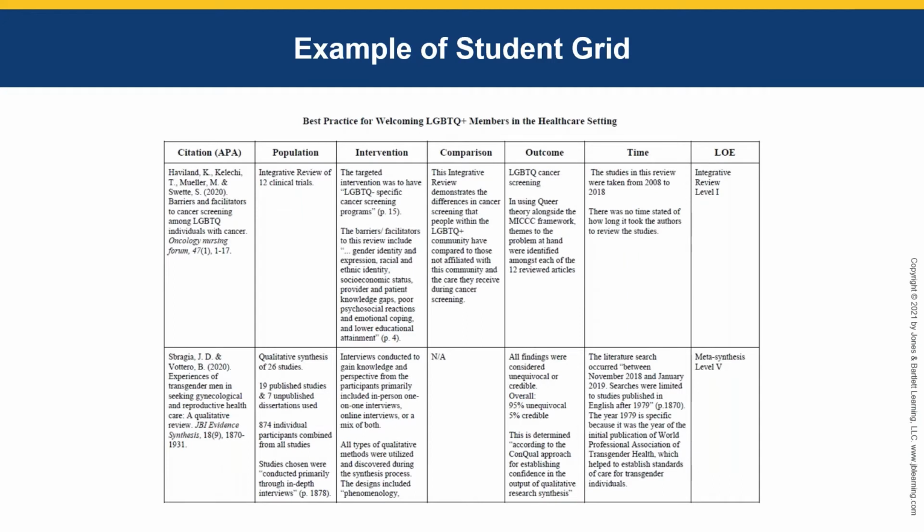So here's an example of a student grid. It has 2 entries. There'll be more. This is back to the topic of best practice for welcoming the LGBT plus members in the community. You can see that they have put different articles, an integrative review, a qualitative synthesis, and they've been able to break down the components for those articles.